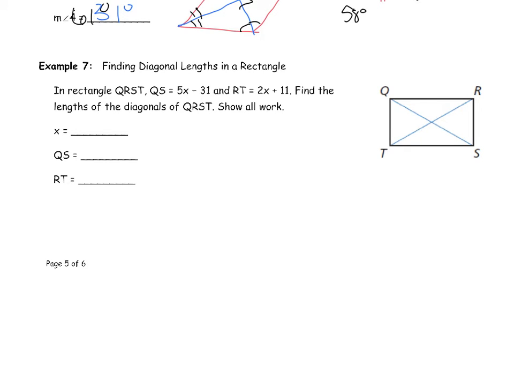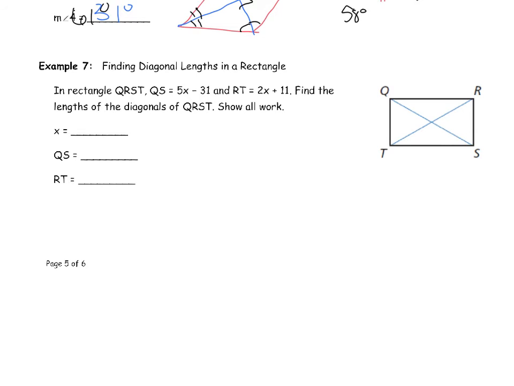Finding diagonal lengths in a rectangle. So notice we're switching it up. We're now going to a rectangle. What do we have to recall about diagonals in a rectangle? Hopefully you're saying that they are congruent. So in this rectangle QRST, we have that QS, which is this whole diagonal, is 5x minus 31. And we have that RT, which is the other diagonal, is 2x plus 11. Find the lengths of the diagonals. So we know that they're going to be congruent.